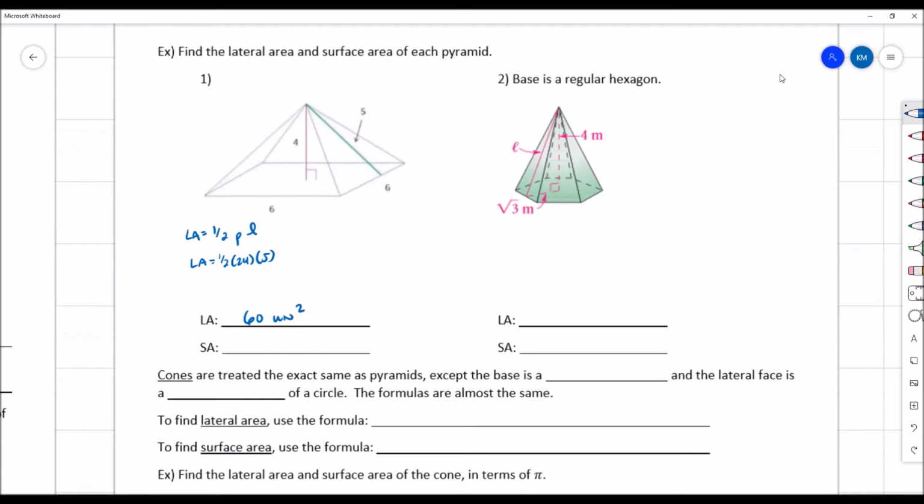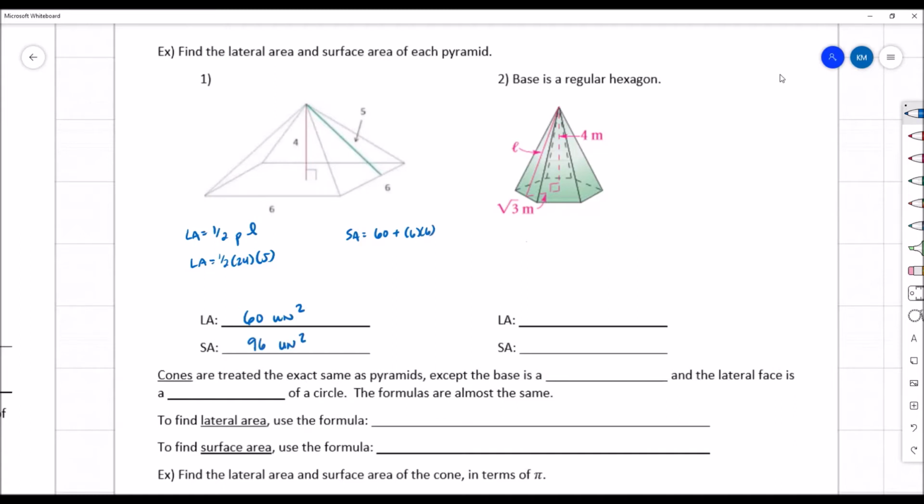Our surface area just adds the area of our base, right? And so our surface area is going to be 60 plus, not 2b, 60 plus 6 times 6 because it's a square base. So 60 plus 36, 96 units squared.